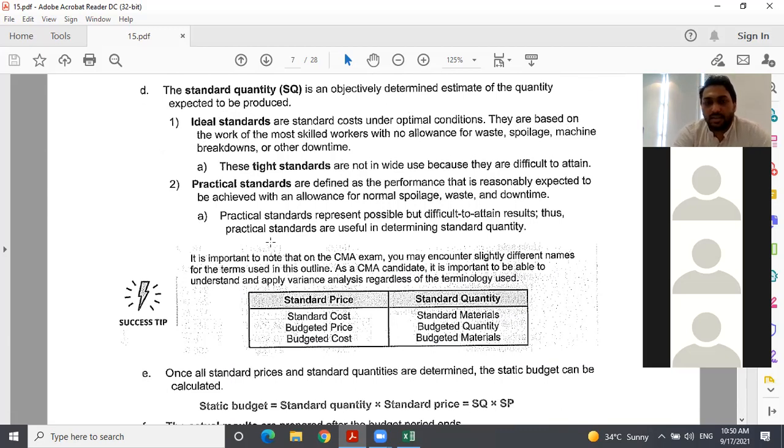Then practical standards are defined as the performance that is reasonably expected to be achieved with an allowance for normal spoilage, wastage, and downtime. Practical standards represent possible but difficult to attain results. Thus, practical standards are useful in determining standard quantity. Right.